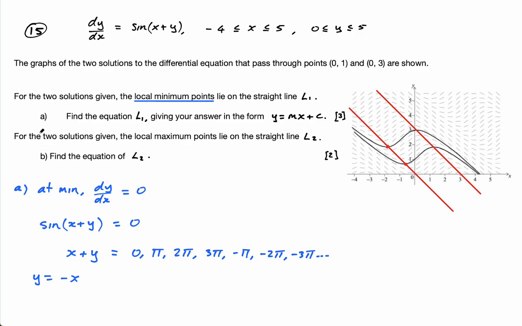And then for part B, I can say y is equal to minus x plus pi, and that's it, because this is the one that goes through the two maximums, because part B says for the two solutions given, the local maximum points lie on the straight line L2. So this is L2, goes through here and here. This is definitely going to be the y equals minus x plus pi line, and this is the y equals minus x plus 0 line.